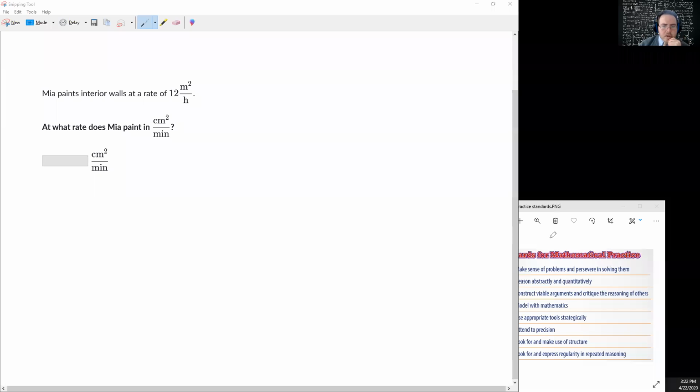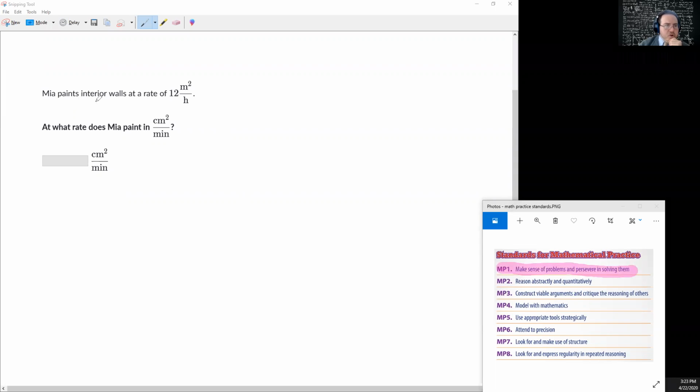So first, let's go ahead and make sense of what it's asking us to do. Math practice number 1. Okay, so Mia paints interior walls at a rate of 12 meters squared per hour. At what rate does Mia paint in centimeters squared per minute? Ha. I'm definitely drawing a line for this one. But we've got to be super duper careful on this because it has squared units.